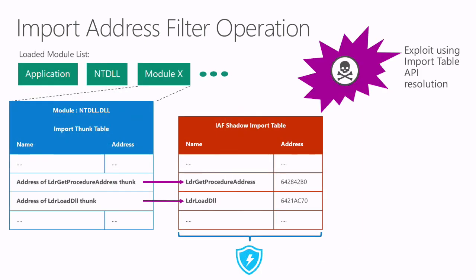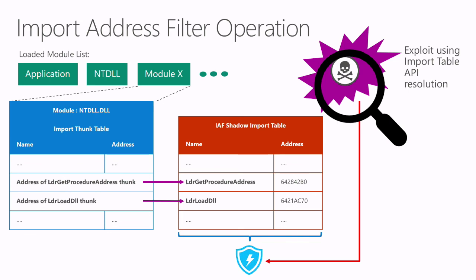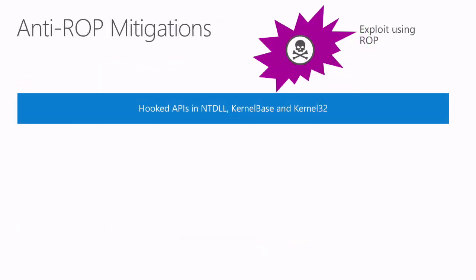So when the attacker now tries to walk the import address table and look at these strings to find APIs they want to use, they trigger that guard page, and we can then inspect them again the same way as we did for export address filter and block them. So that gives you an overview of how the mitigations work at a high level, and what's happening under the covers.